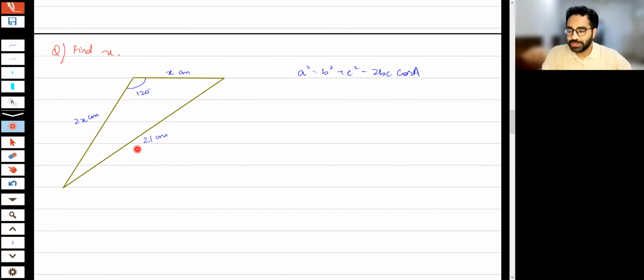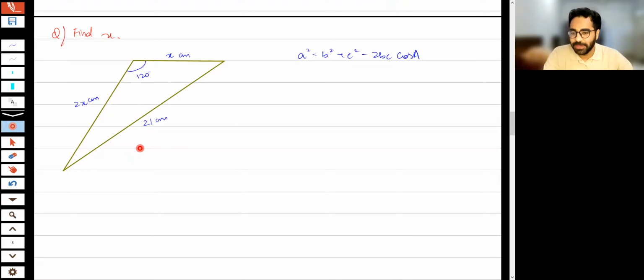There's another interesting question in which I have to find the value of x. And this question is a little different. अब आपको क्या नजर आ रहा है? आपको नजर आ रहा है कि आपके पास जो given angle है उसकी opposite side भी known है, ठीक है? And this angle is also known. So how would I be able to find x and 2x?